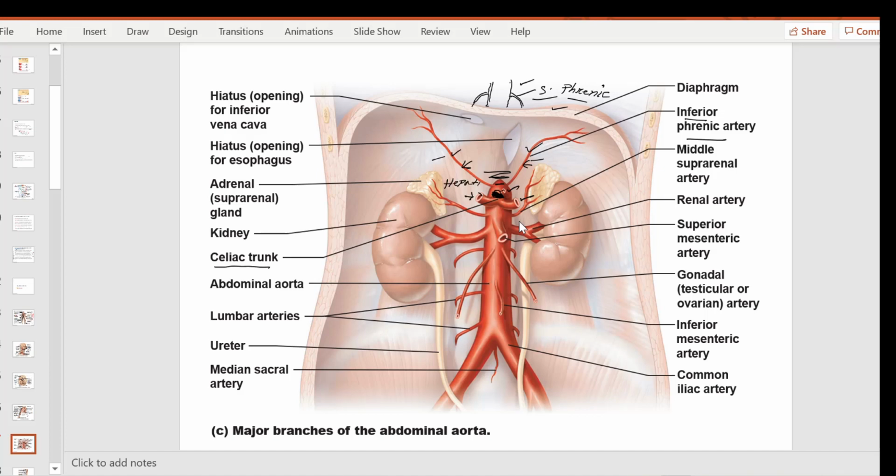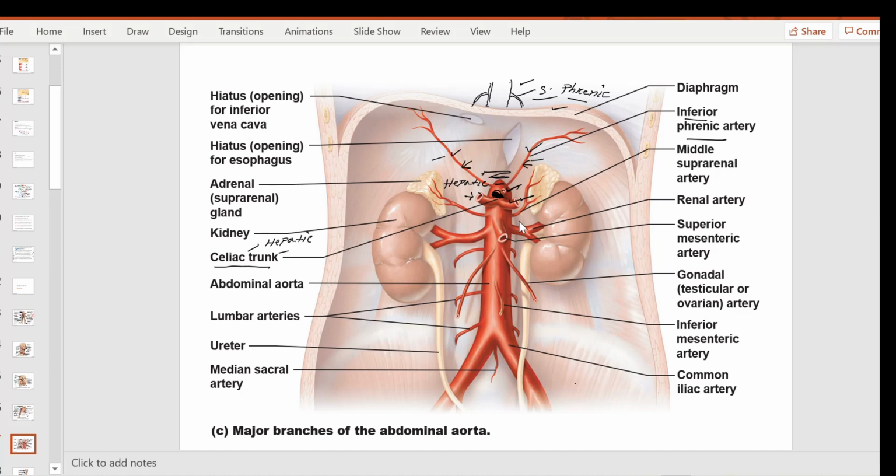Makes sense? Another is going to the spleen, that is splenic, this one. And another is going to the stomach, that is gastric. So the celiac trunk gives three branches. Hepatic for the liver, it goes to the liver.